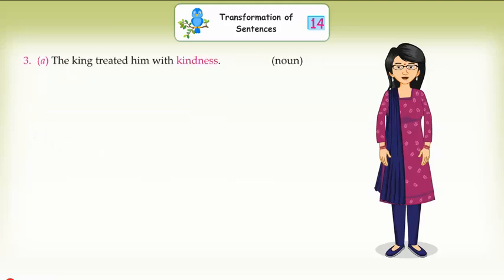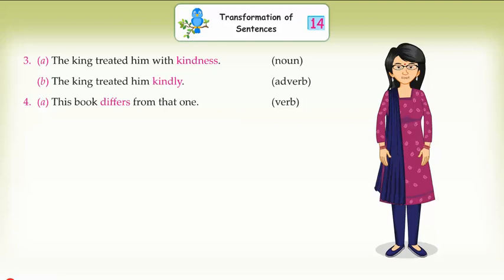3. A. The king treated him with kindness. Noun. B. The king treated him kindly. Adverb. 4. A. This book differs from that one. Verb. B. This book is different from that one.